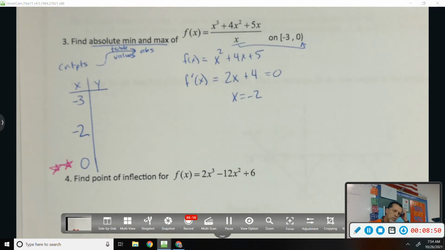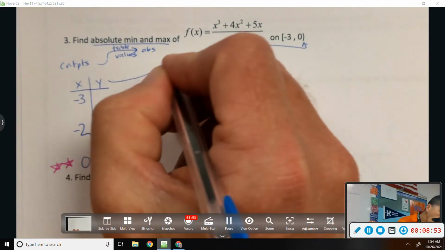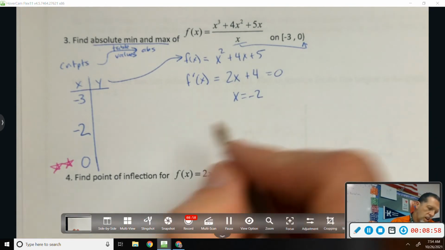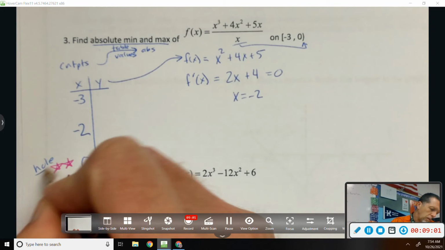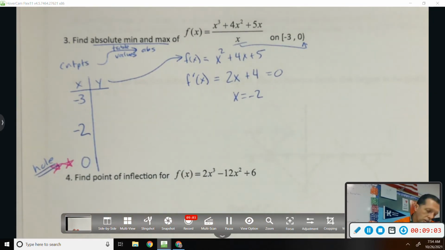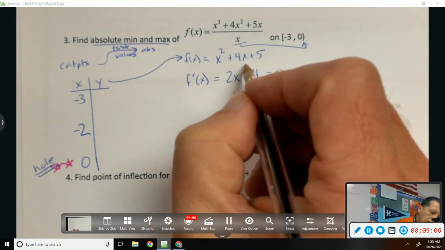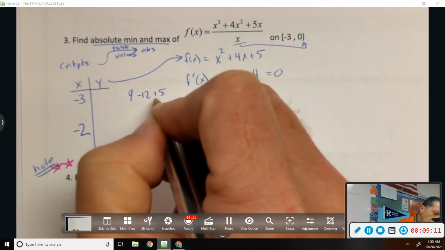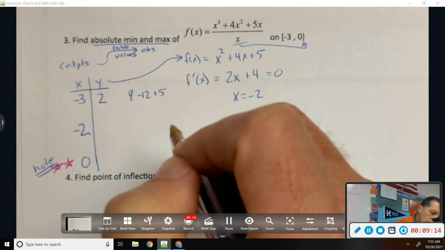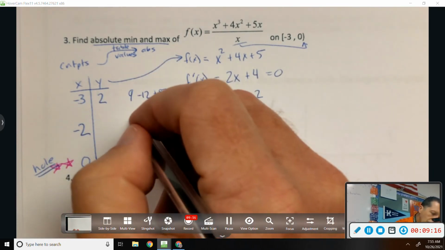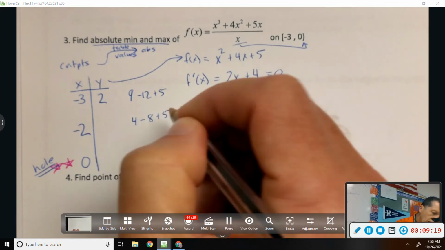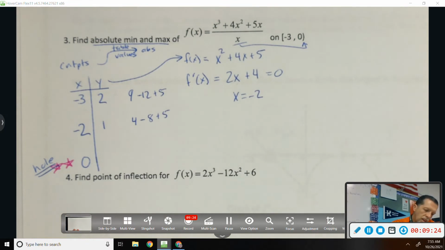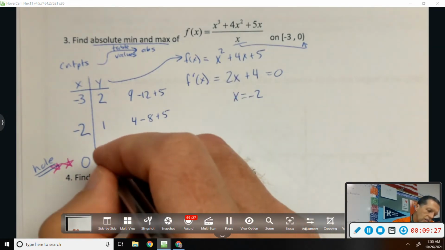So this isn't too bad. Now I just need to plug them in. I'm going to plug them into the simplified version. Again, something is going on at 0, but I need to figure out what. If I plug in negative 3, I get 9 minus 12 plus 5, that would be 2. If I plug in negative 2, I get 4 minus 8 plus 5, that would be 1. And if I plug in 0, I get 5.